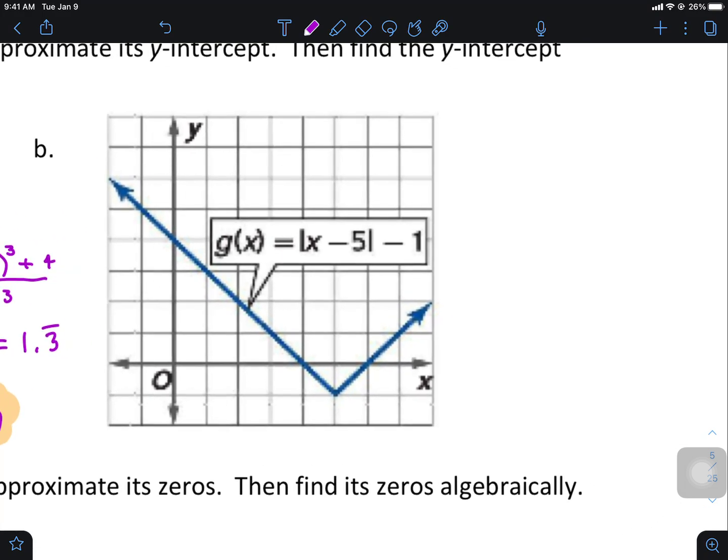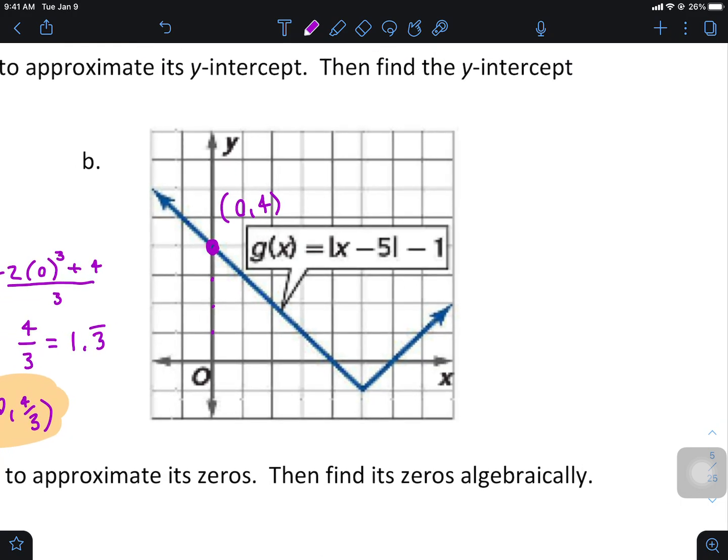Okay, this next one, the y-intercept looks like it's about right here. That's up 1, 2, 3, 4. That looks like (0, 4). So now we'll verify that algebraically. We'll plug in 0 for x.